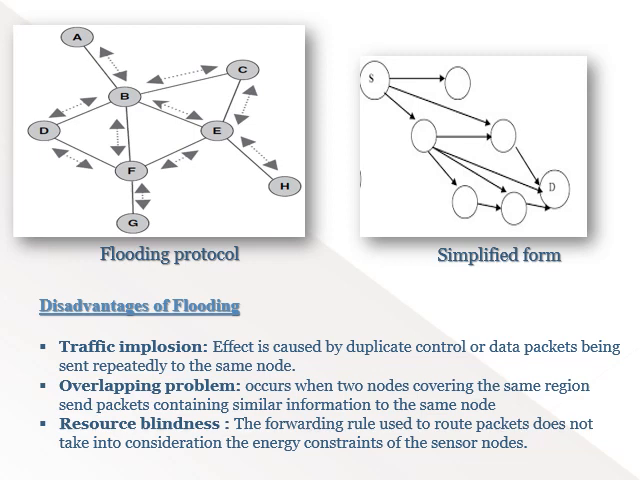The later figure is a simplified form of the flooding protocol. Though flooding is a data-centric protocol, it still faces certain disadvantages. They are traffic implosion, which is caused due to duplicate control or data packets being sent repeatedly to the same node, as we can see in the case of nodes F and E. Other disadvantages of flooding are the overlapping problem and resource blindness.